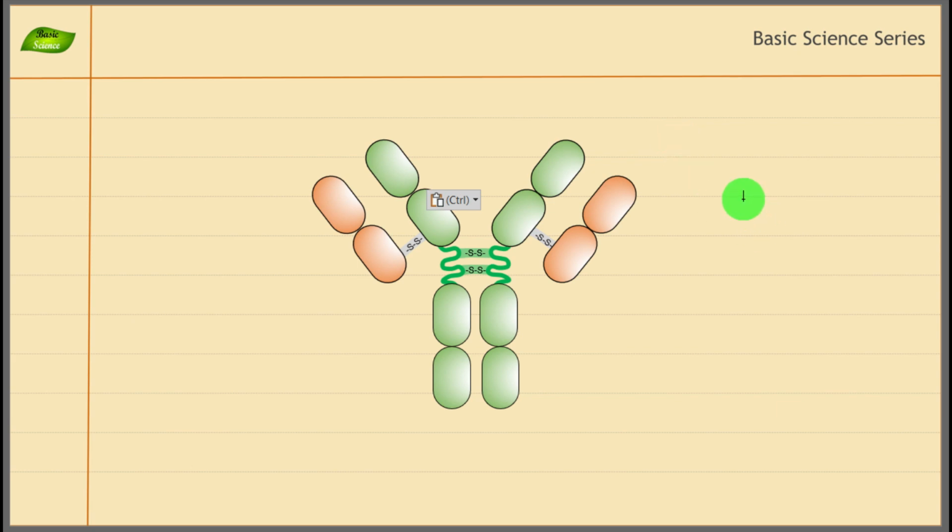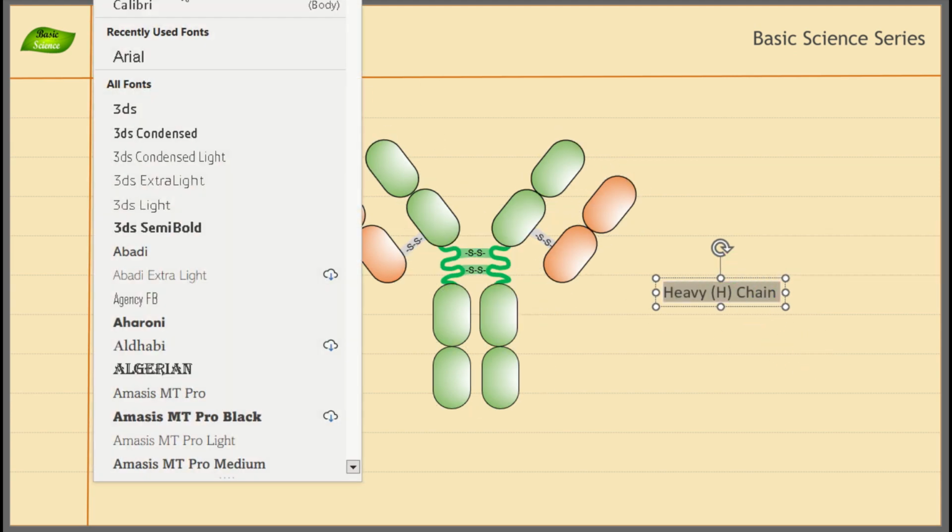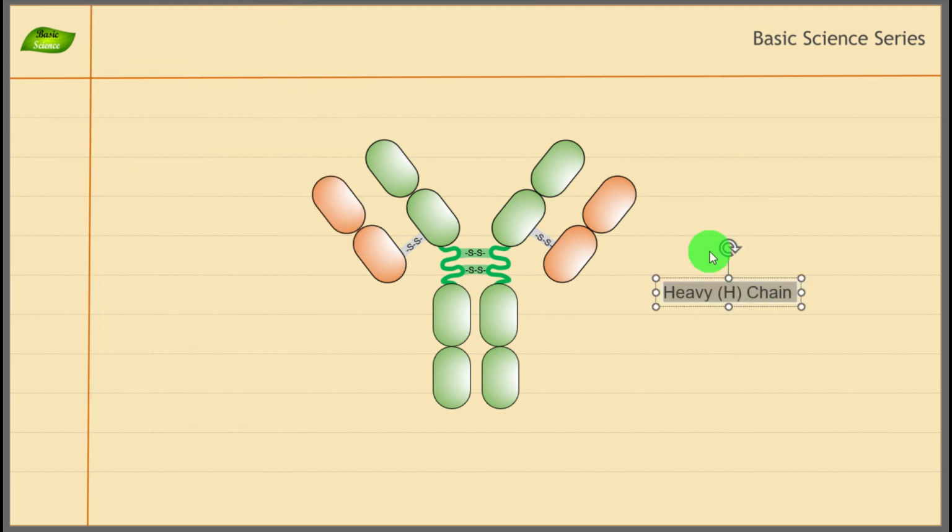So heavy chains and light chains. So I will write it down, HEAVY, and then H chain, since this is the one chain. And as I told you, for structures, I basically use Arial font. Looks way better than other fonts.